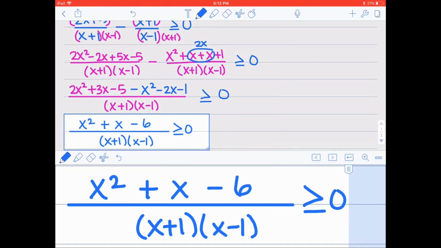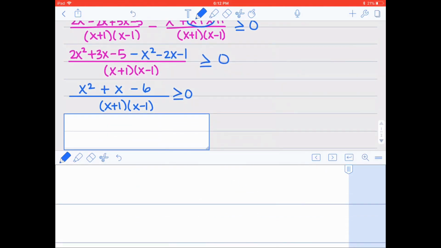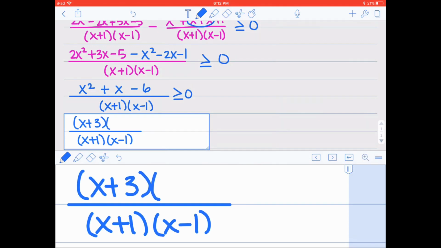So at this point, I have what I wanted. Everything's all on one side, and I have the common denominator. Now I just need it to look like it's in factored form. So I'm looking for two things that multiply to negative 6 but add to positive 1, and I'm going to keep that denominator. To multiply to negative 6 but add to positive 1, that would be x plus 3 and x minus 2.